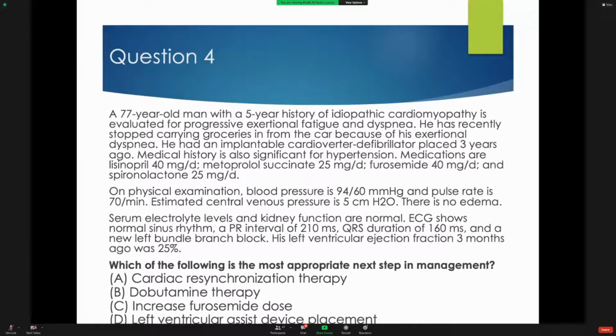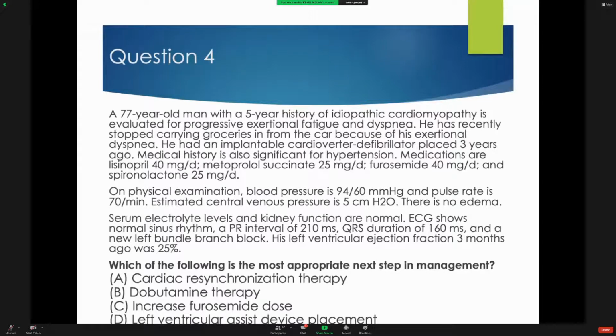No, left ventricular assist device placement is different from cardiac resynchronization therapy. The answer is A, because it is a class 1B indication for CRT. The patient has a prolonged QRS and left bundle branch block. He has an ejection fraction less than 35%, QRS more than 160, left bundle branch block, and is still symptomatic.